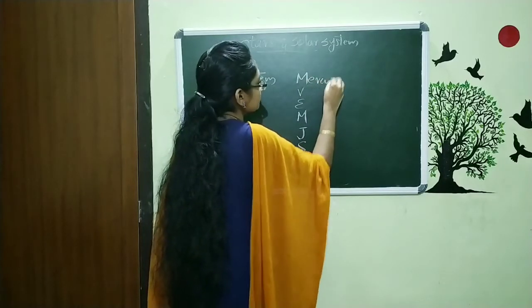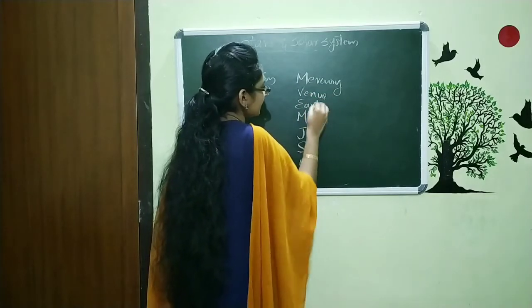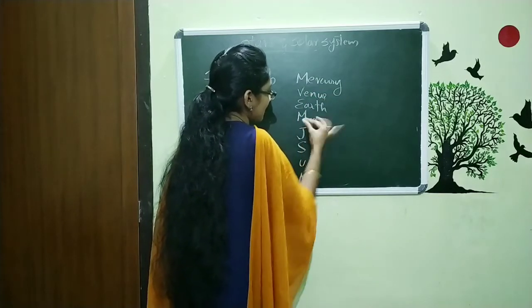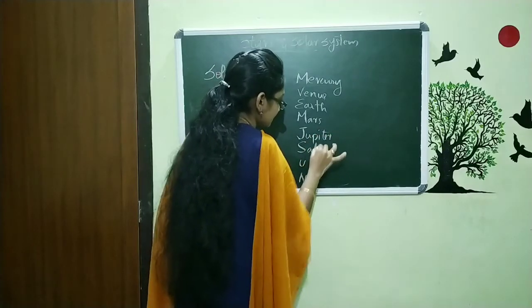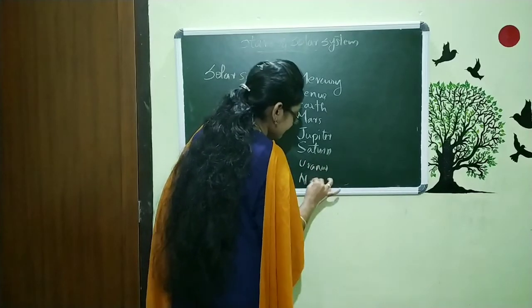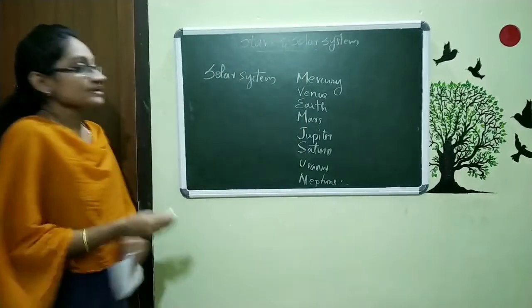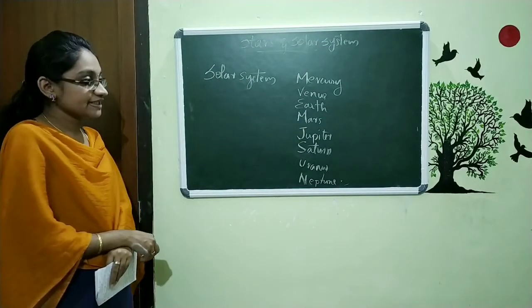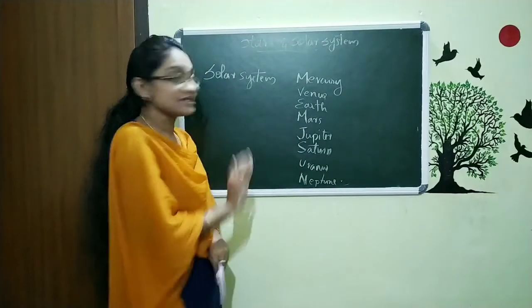Mercury, Venus, Earth, Mars, Jupiter, Saturn, Uranus, Neptune. These are the planets. We already studied the order of these and their names in our last class.